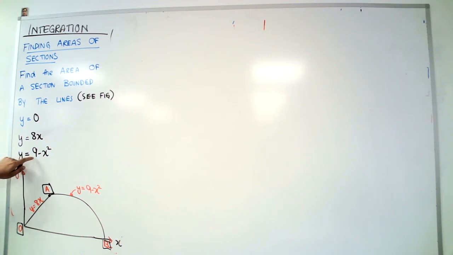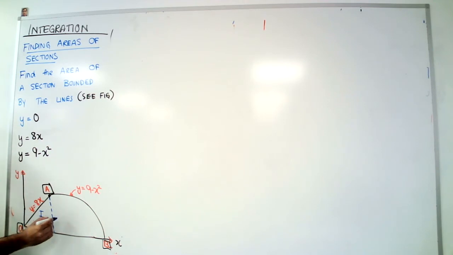The other is y equals 9 minus x squared. 9 minus x squared is this curve. So we want to find that area. First, we need to find out the limits. Before we do that, we can split this into two sections. The first one looks like a triangle. Let's call this section 1.